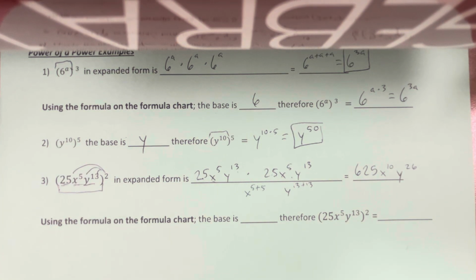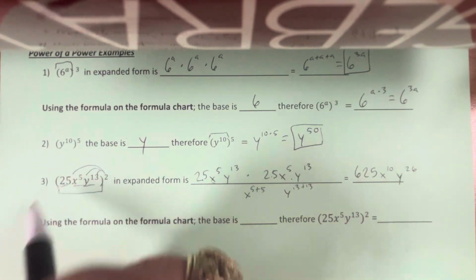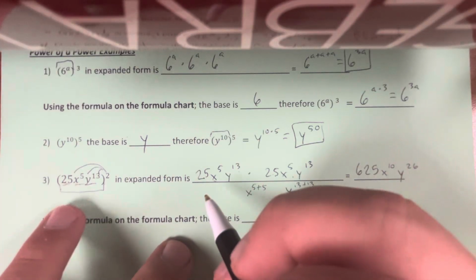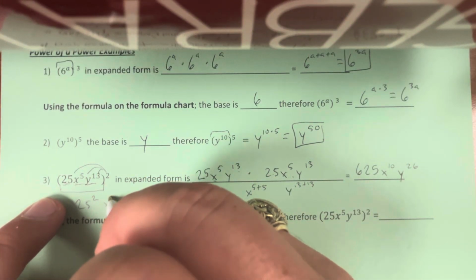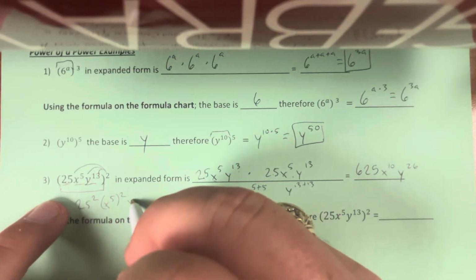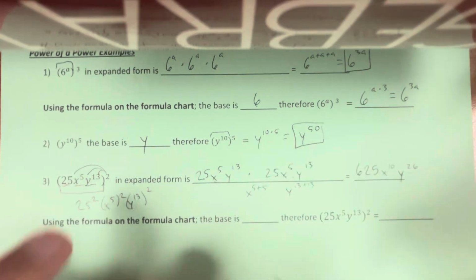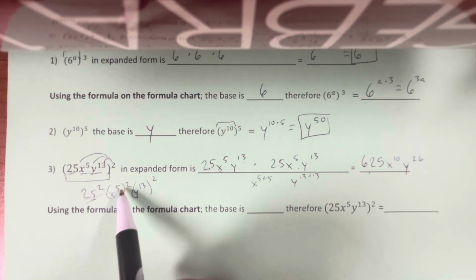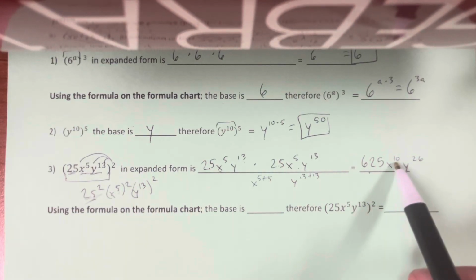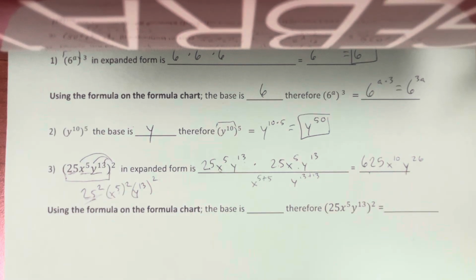What we're going to see is when we have an exponent on the outside of parentheses, that exponent gets shared to everything. So I could have also written this as 25 squared, x to the 5th squared, and y to the 13th squared. Now we have 25 squared, which is 625. Power to a power, we multiply. 5 times 2 is 10, and 13 times 2 is 26.